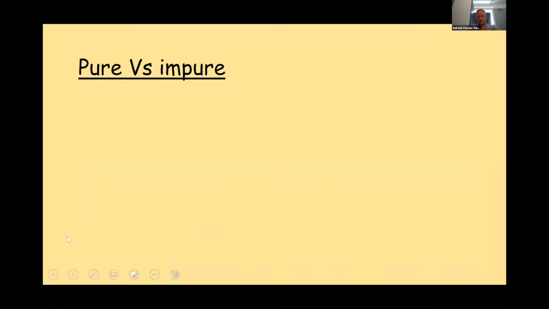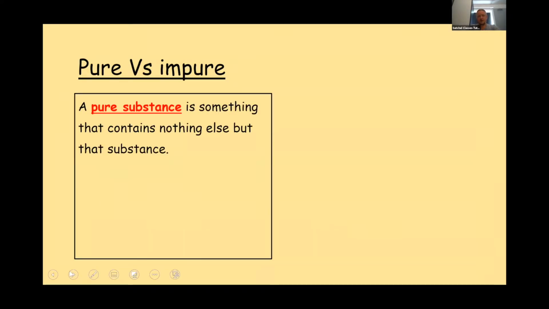Pure versus impure then. A pure substance is something that contains nothing else but that substance. We often misuse the label. For example, you might have heard of the phrase pure orange juice when referring to concentrated orange juice. But that's not actually a pure substance because you have the orange flavouring mixed with water. A pure substance is only that substance.